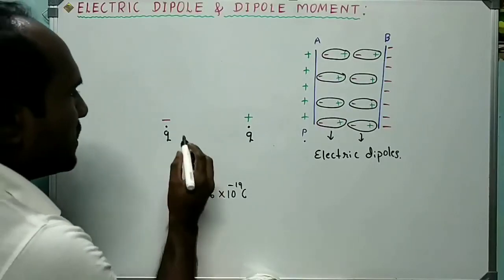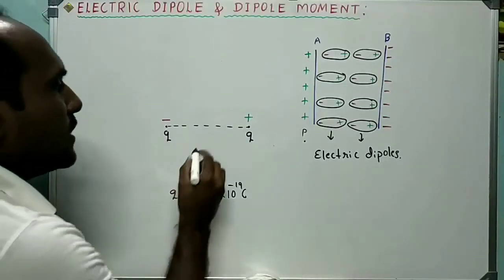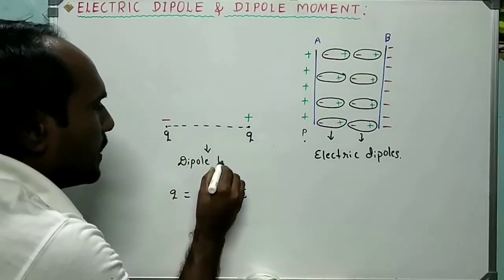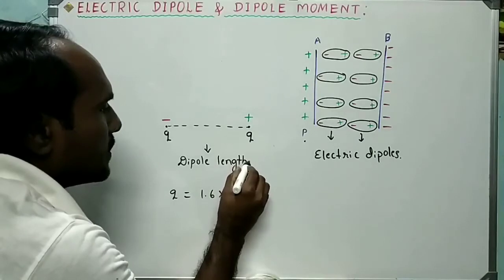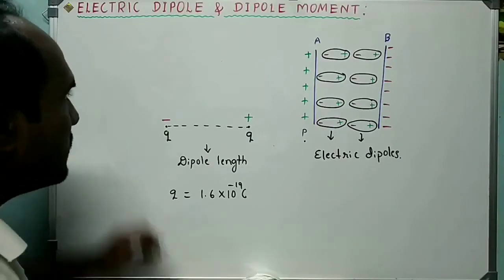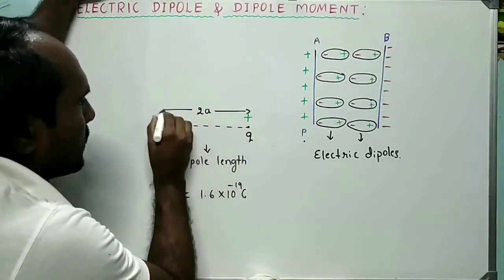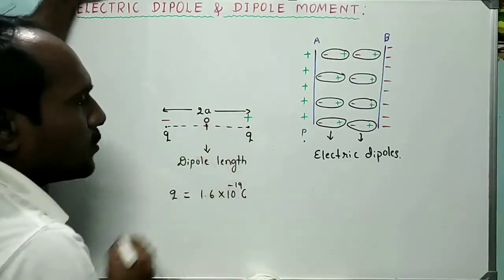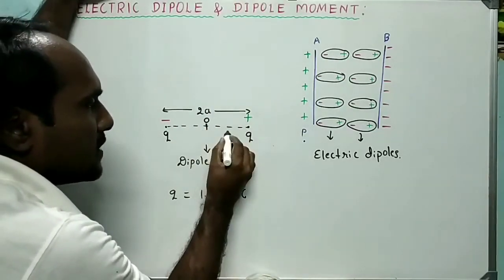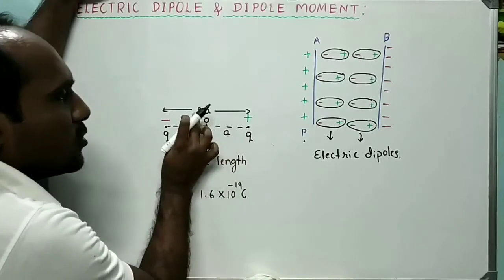And one more thing, the distance between these two unlike charges present in the electric dipole is called what? Dipole length. The distance between the charges present in the electric dipole is called the dipole length. And I will take this dipole length as 2a. See here, the midpoint O gives the position of the electric dipole. How does it become 2a? This half distance is considered as a, and this half distance is considered as a, and a plus a becomes 2a.